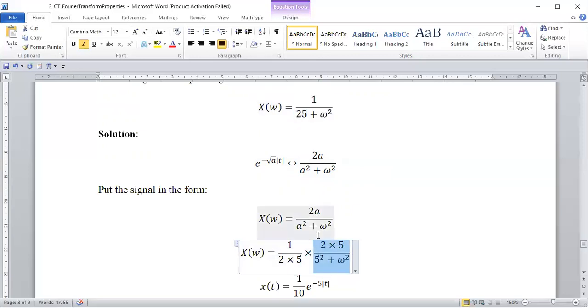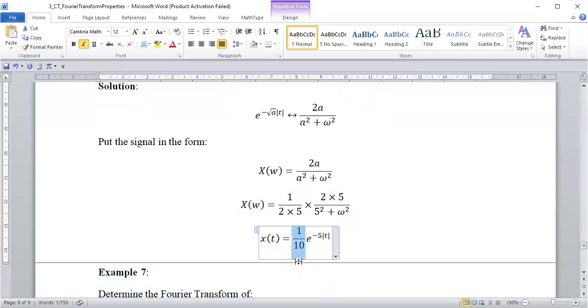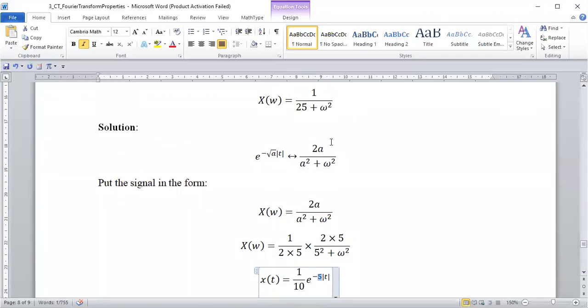If you just leave it in this form, 2 times 5 is 10, but you have 1 here, you don't have 10 here. So that means that at this side, we have to divide both sides by 10, because this is our original question. Therefore, we have to divide both sides by 10. So you have 1 over 10. And instead of a here, you have 5 here.